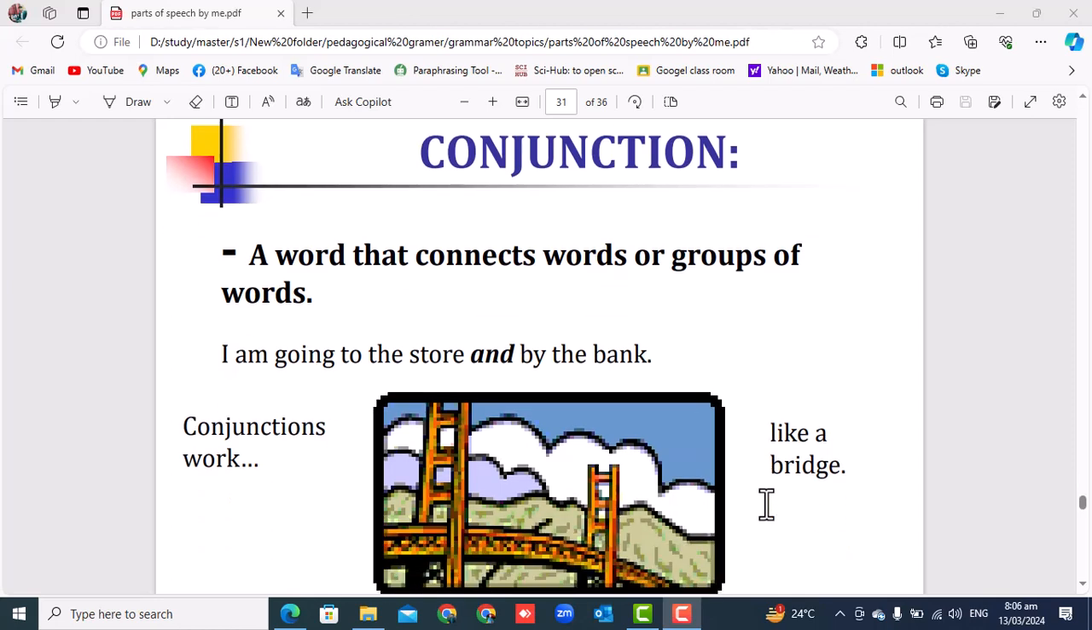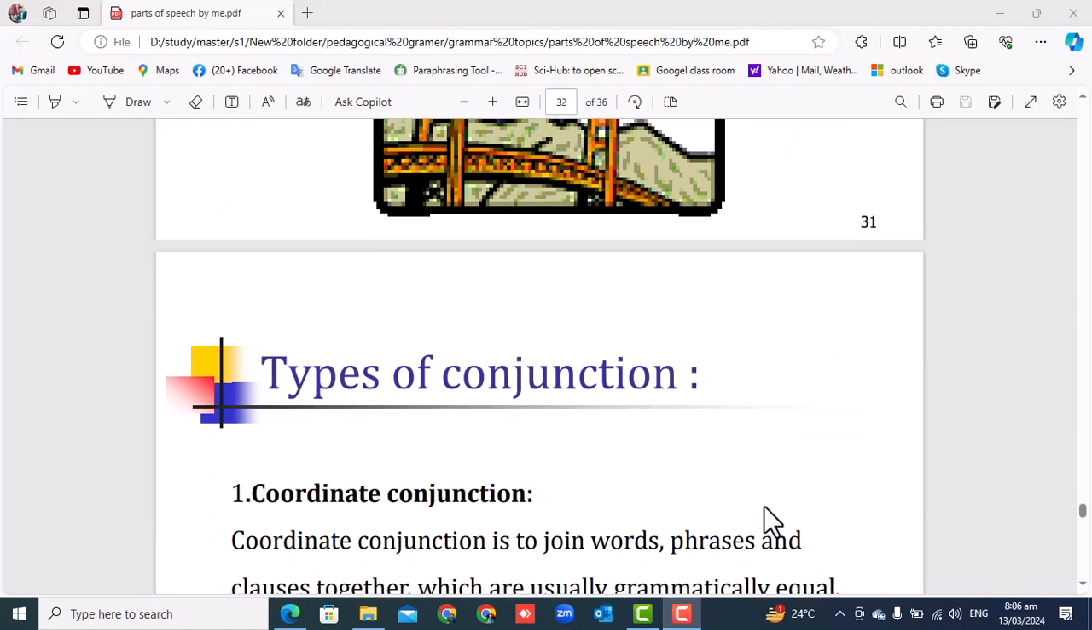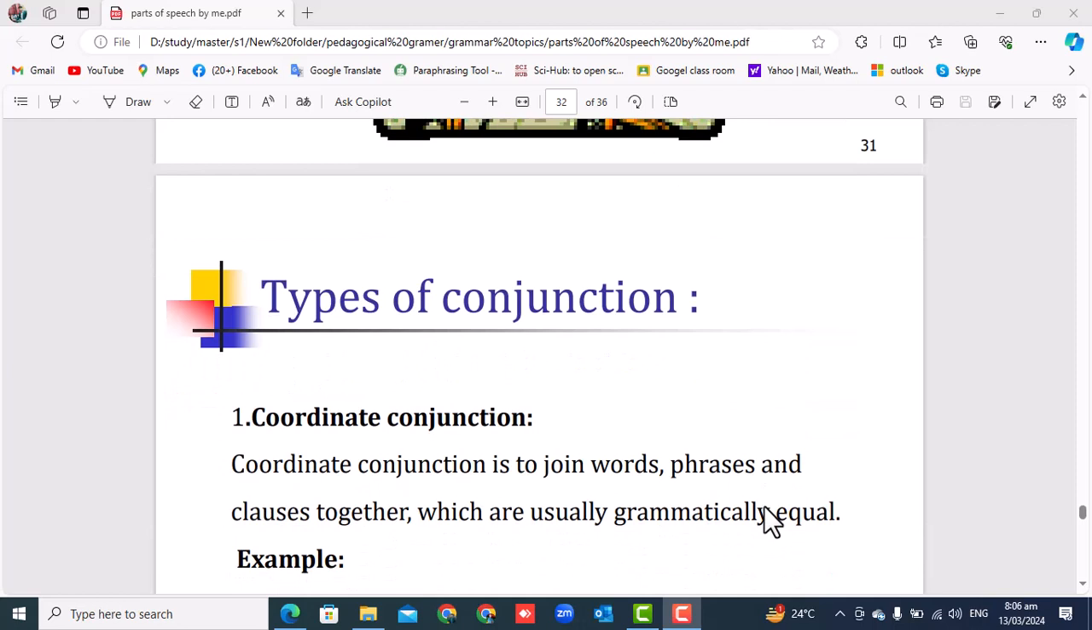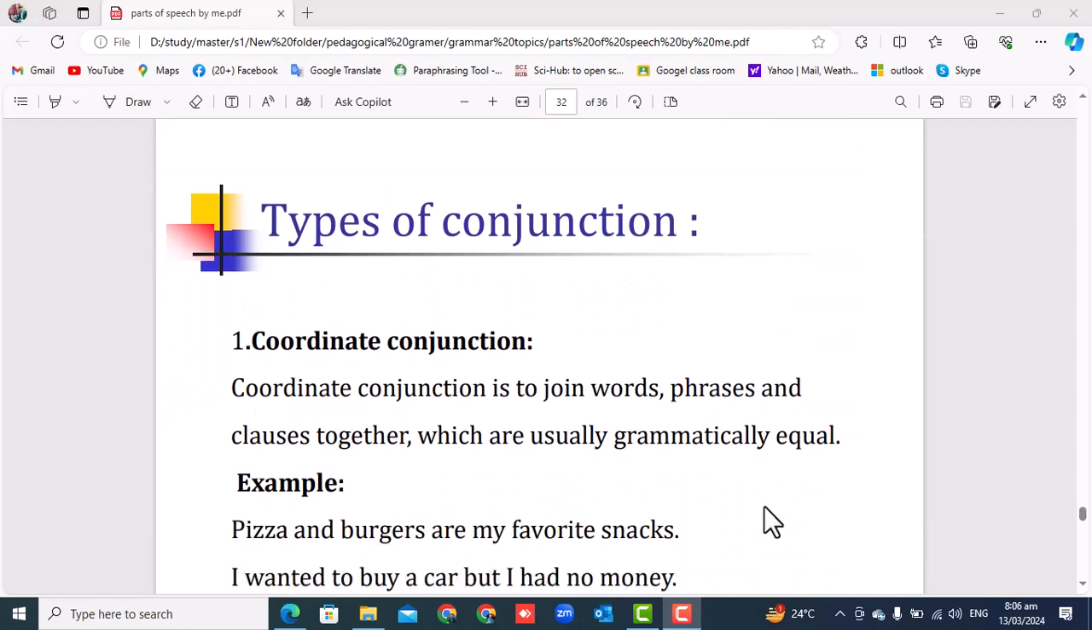Here are two types of conjunctions. We mostly use these types of conjunctions in types of clauses, being the subordinate clauses and coordinate clauses. So let me have a look at what the coordinate conjunctions are and what the subordinate conjunctions are. A coordinate conjunction joins words, phrases, or clauses together which are usually grammatically equal.